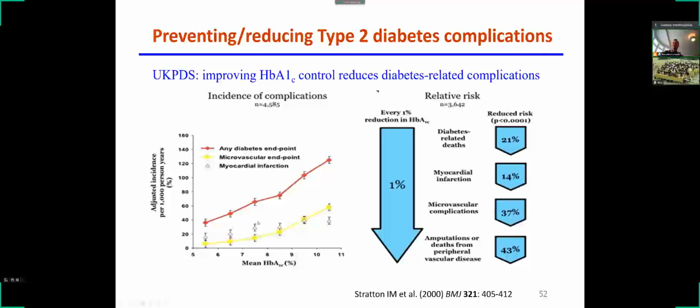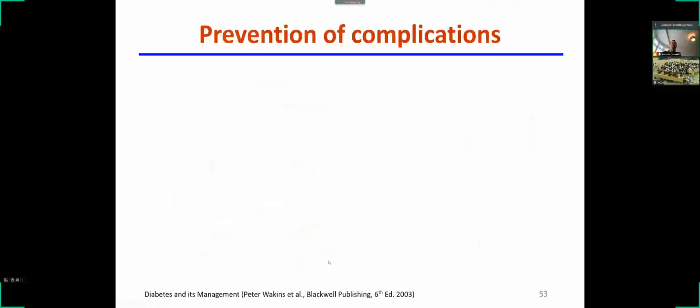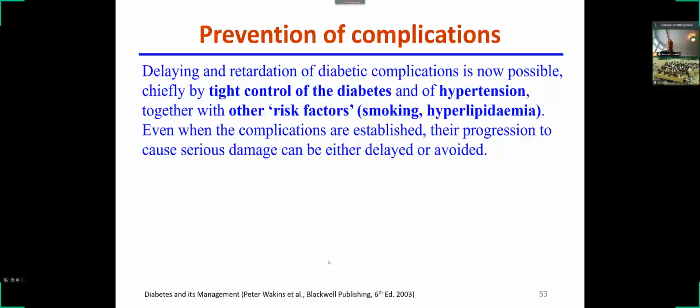This is just showing you, as your A1C levels go up, you start to see adjusted incidence for complications. So every point that comes down, you see significant reduction in all of these values and all of these risk factors. So the key is to delay and slow down diabetic complications by tight control of the diabetes and of the hypertension, as well as reducing other risk factors.